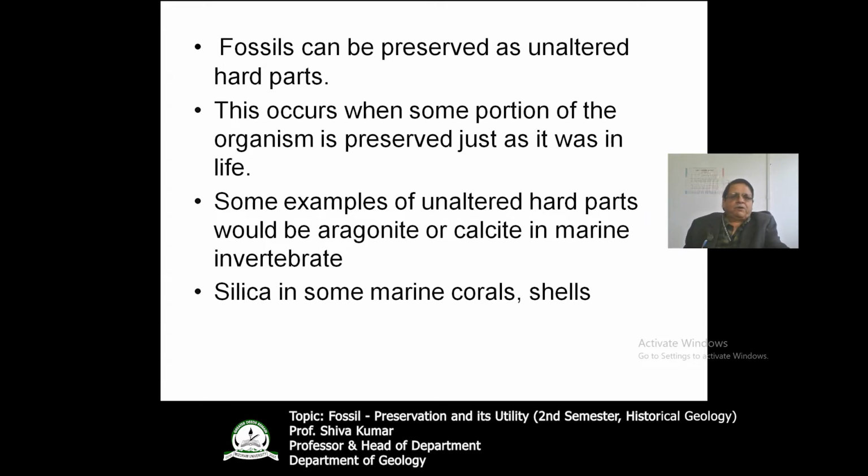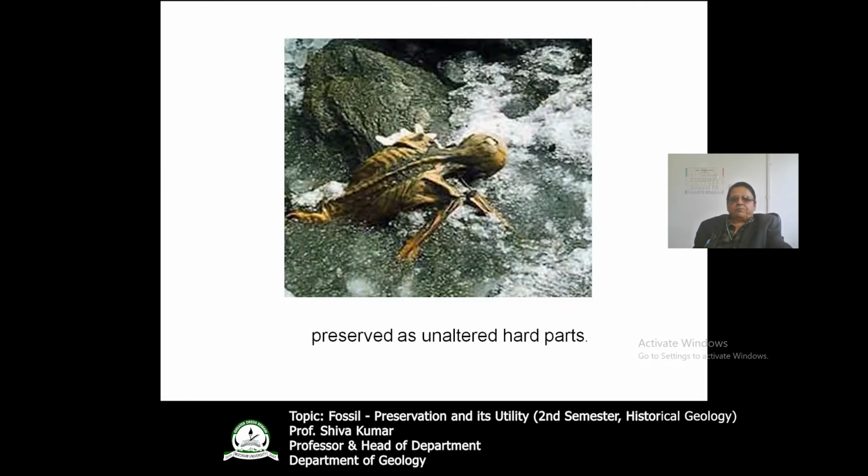Fossils can be preserved as unaltered hard parts. This occurs when some portion of the organism is preserved just as it was in life. Some examples of unaltered hard parts would be aragonite or calcite in marine invertebrates, and silica in some marine coral shells. Silica means SiO2, calcite means CaCO3. So this is how unaltered hard parts are preserved. This is the picture of that type of preservation.